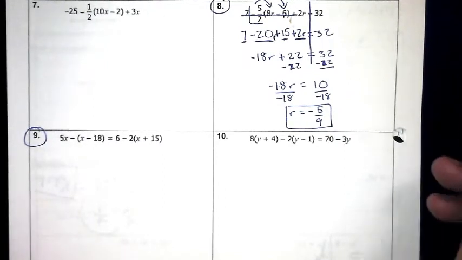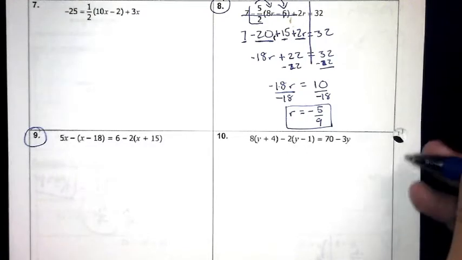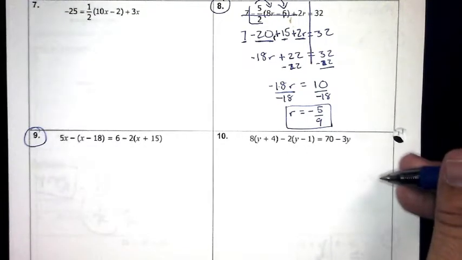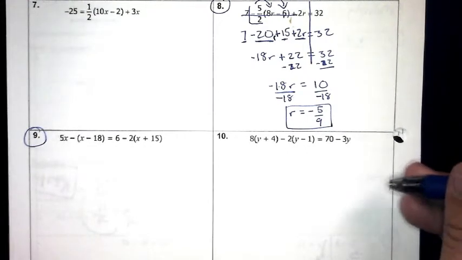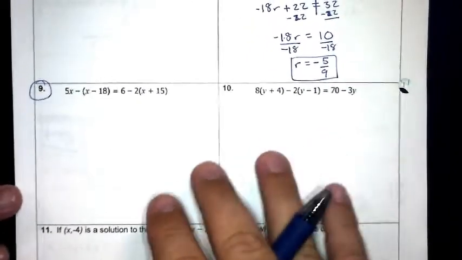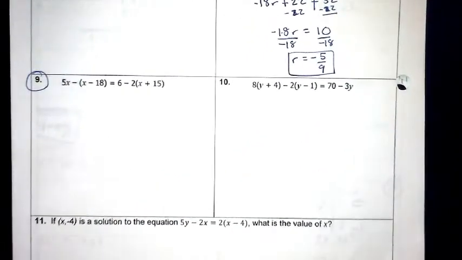All right. Problem number 9. Okay, problem number 9, and then we'll move on to the last page of notes. Okay, here we go. Got energy now. Here we go.